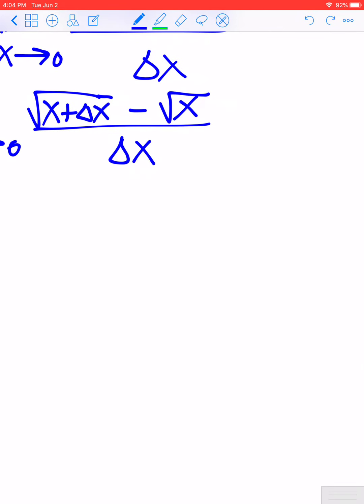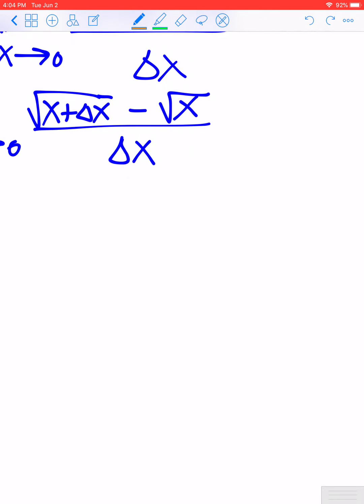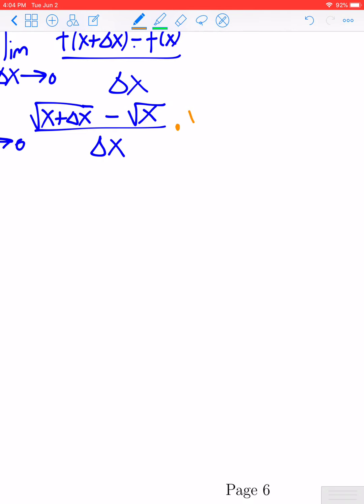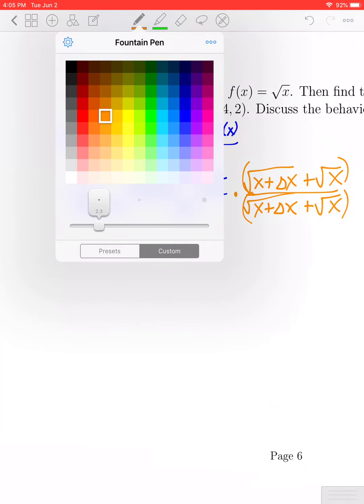Well, this is similar to some of the limits we saw back in Chapter 2, where one of the fundamental ideas we have is we can try to rationalize either a numerator or denominator. In this case, we're going to rationalize the numerator. We can multiply top and bottom of our main fraction by the conjugate of that numerator. That's going to be the square root of x plus delta x plus the square root of x. And we're going to use this to rationalize our numerator.